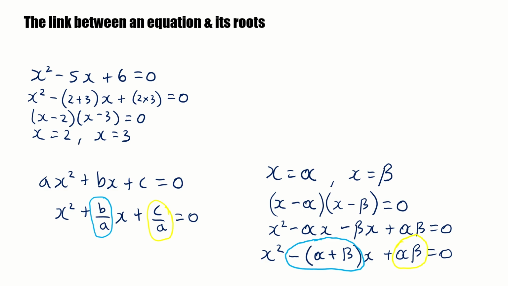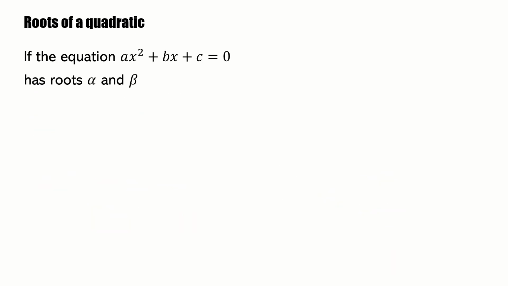By comparing the coefficients of the two quadratics in this way, that leads us to be able to say that the general quadratic with the formula ax squared plus bx plus c equals 0, having roots alpha and beta, must therefore tell us that alpha plus beta, the sum of the roots, must equal minus b over a. And the product of the roots, in other words alpha times beta, must be equal to c over a.